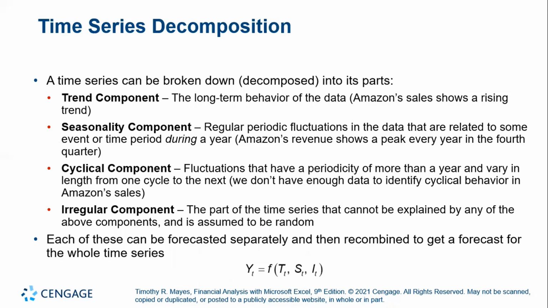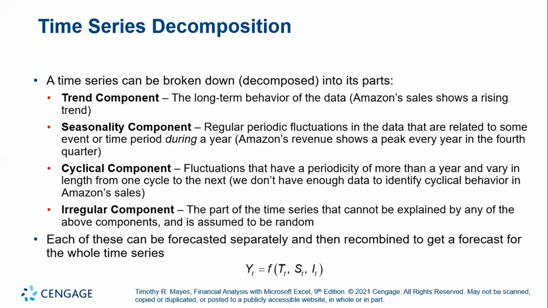Seasonality component, regular periodical fluctuations in the data that are related to some event or time of year. Amazon's revenue shows a peak every year in the fourth quarter. Cyclical component, fluctuations that have a periodicity of more than a year and vary in length from one cycle to the next. We don't have enough data to identify cyclical behavior in Amazon's sales.